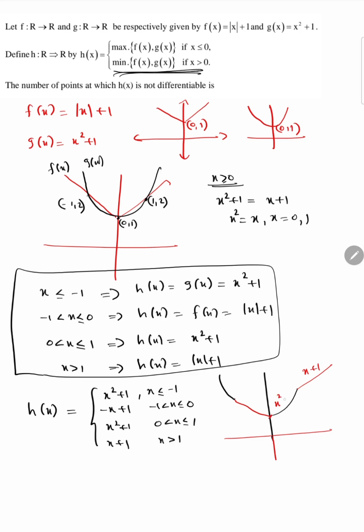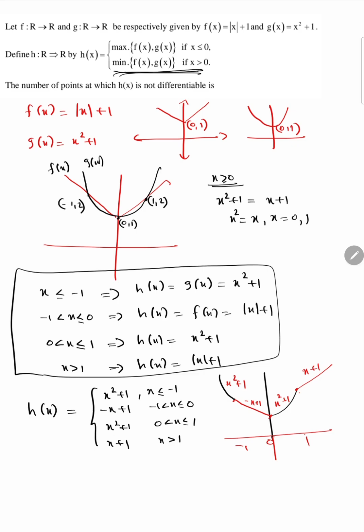So this is x square plus 1. This is minus x plus 1. This is x square plus 1. Now it is clear that there is a sharp edge. We have doubt at certain points, which are minus 1, and 0 and 1. We have doubt because the function is continuous everywhere.